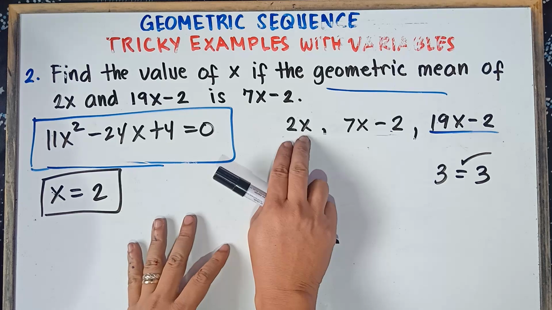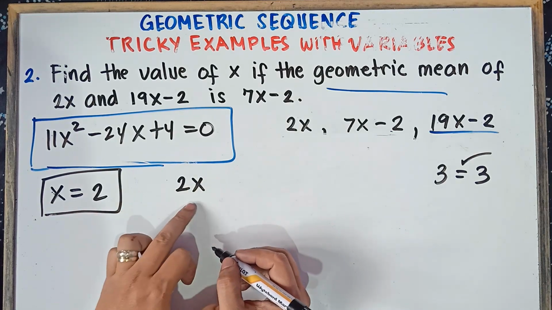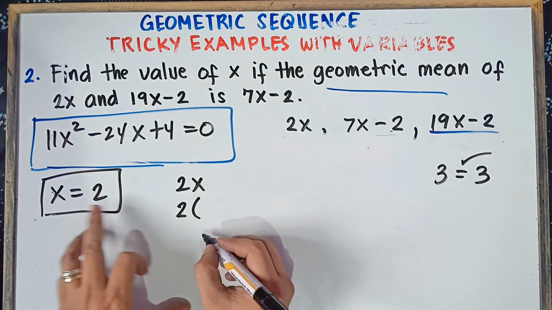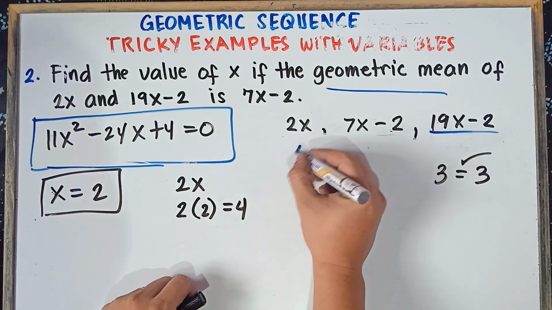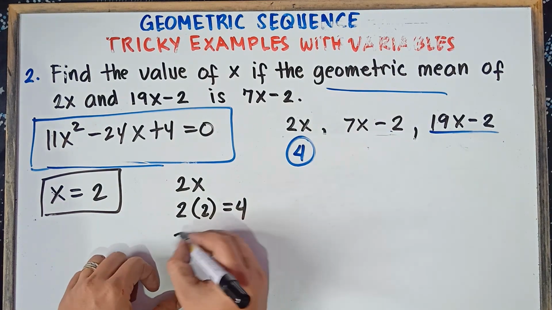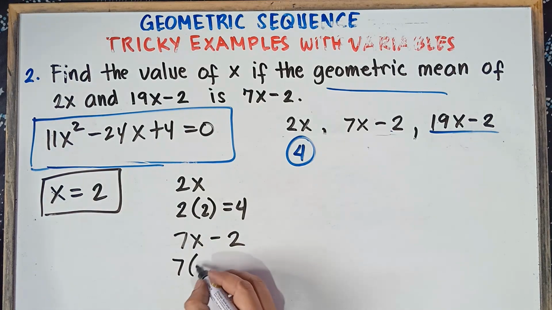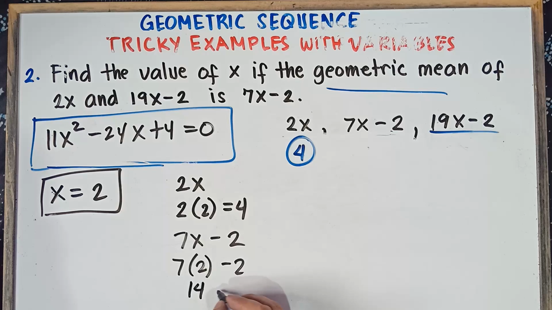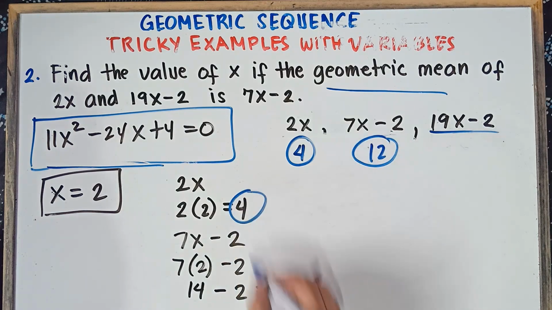Alright, so once again, 2x, our first term. Our x is 2. Simply substitute the value of x. 2 times 2. Of course, that will be 4. So therefore, our first term is 4. Alright, and our second term, 7x minus 2. So 7 times, our x is 2. 7 times 2 minus 2. So 7 times 2, that would be 14 minus 2. So therefore, that would be 12. So this is our second term. That would be 12. First term is 4.